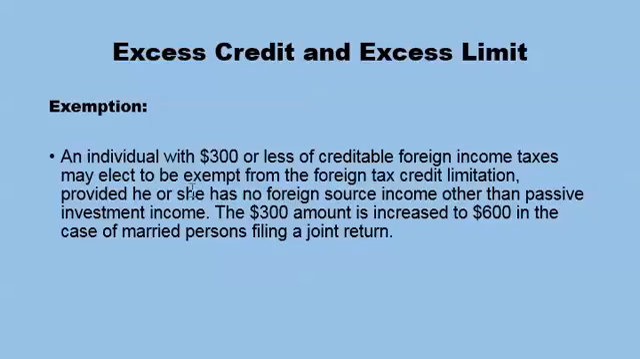Exemption. An individual with $300 or less of creditable foreign income taxes may elect to be exempt from the foreign tax credit limitation, provided he or she has no foreign source income other than passive investment income. The $300 amount is increased to $600 in the case of married persons filing a joint return.